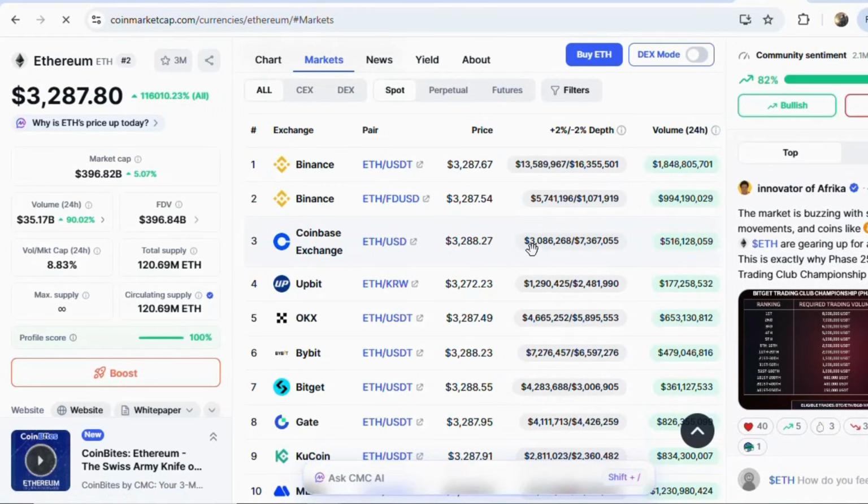On Coinbase currently, $3 million is ready to buy Ethereum from buyers. Now sellers are putting $7.3 million to sell their Ethereum. Like I mentioned initially, the market will respect where a lot of money goes to. So sellers are more, so the price of Ethereum will likely come down because the sellers are more. I hope you understand what I'm trying to say.